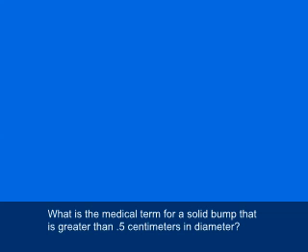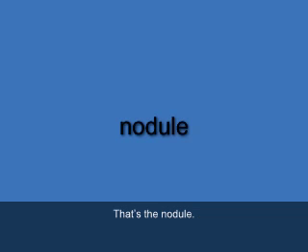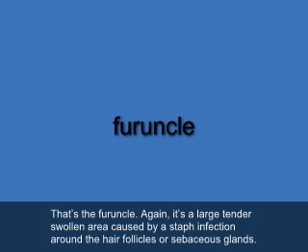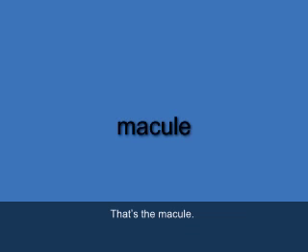What is the medical term for a solid bump that's greater than 0.5 centimeters in diameter? That's the nodule. What is the medical term for a boil? That's the furuncle. Again, it's a large, tender, swollen area caused by a staph infection around the hair follicles or sebaceous glands. Finally, what is the medical term for any discoloration of the skin? That's the macule.